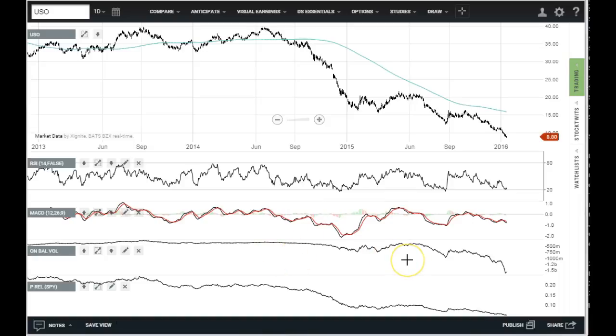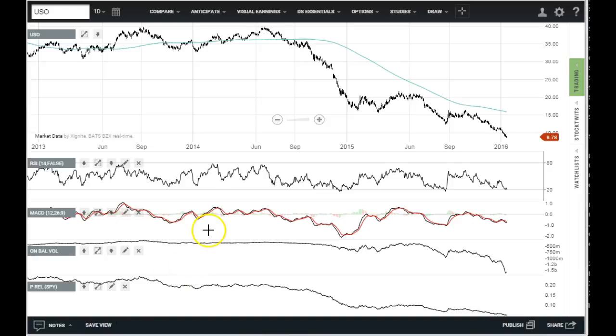On balance volume, falling out of bed. Money is just bleeding out of this thing, and you can actually make an argument that this is panic in oil, and the sentiment is extreme to the bearish side, which could actually be positive. But I'm not going there yet. I don't have that actual indicator. And at the bottom is the relative to the S&P 500. Not really relevant here. We'll see it when we talk about oil stocks later.